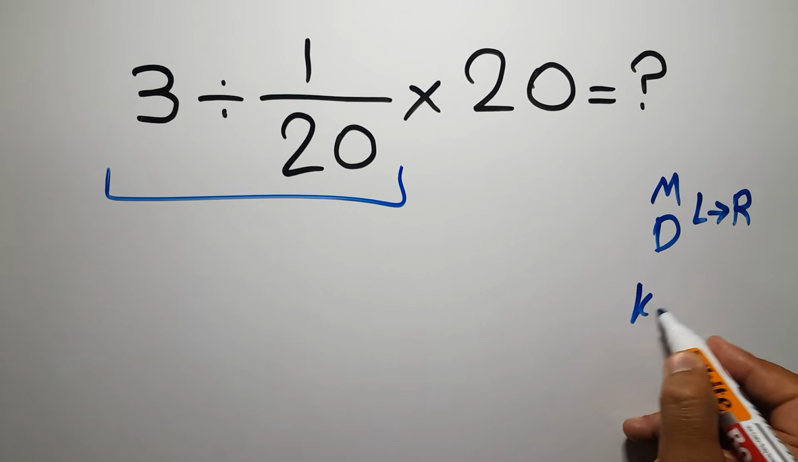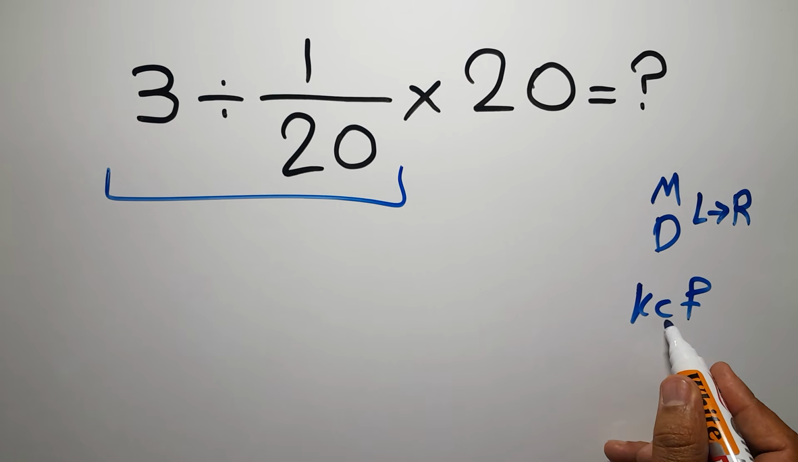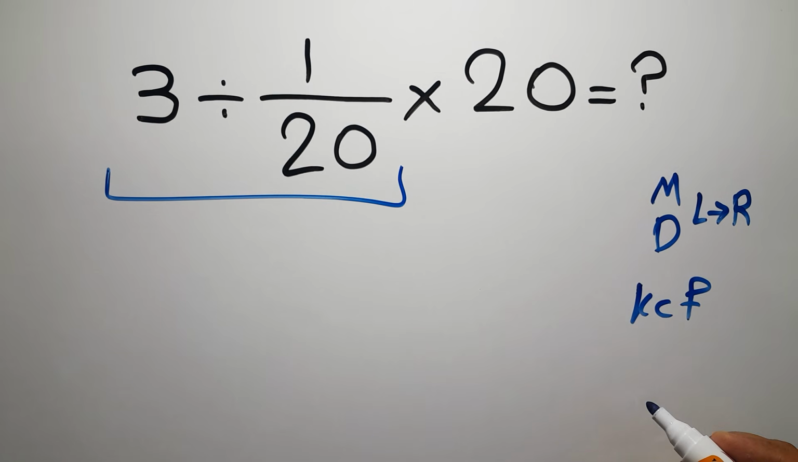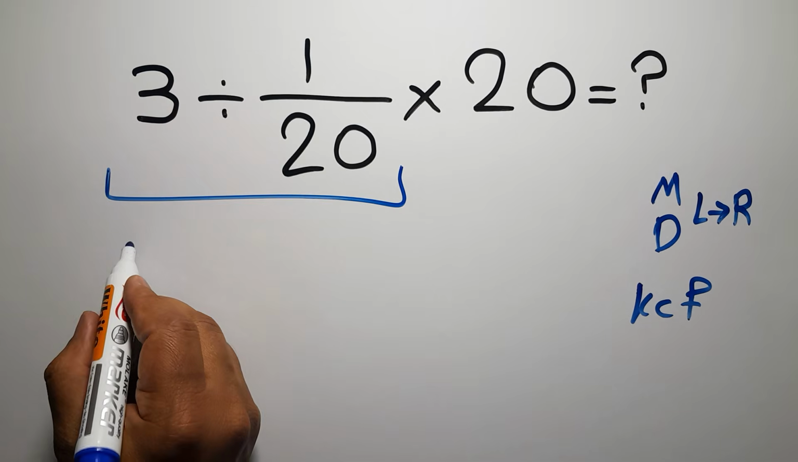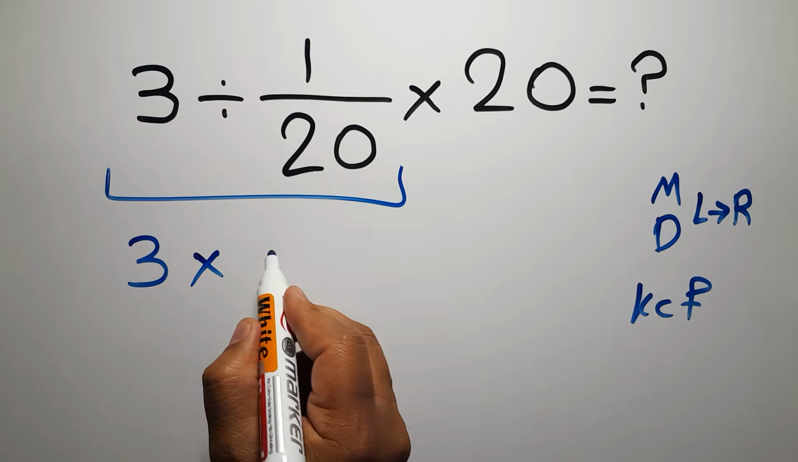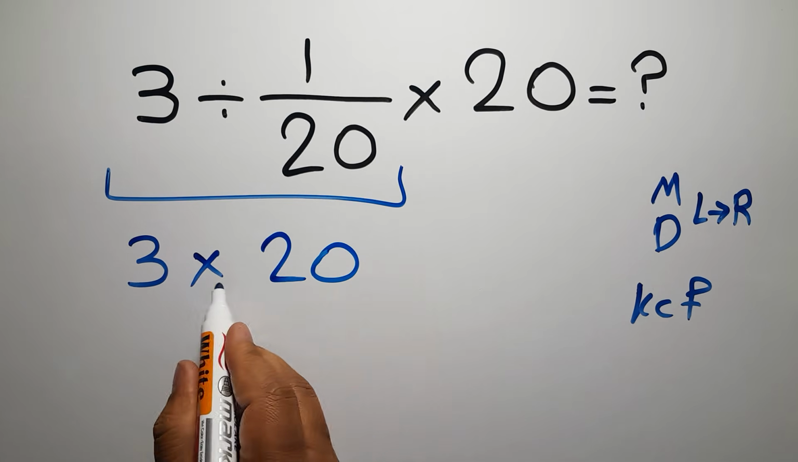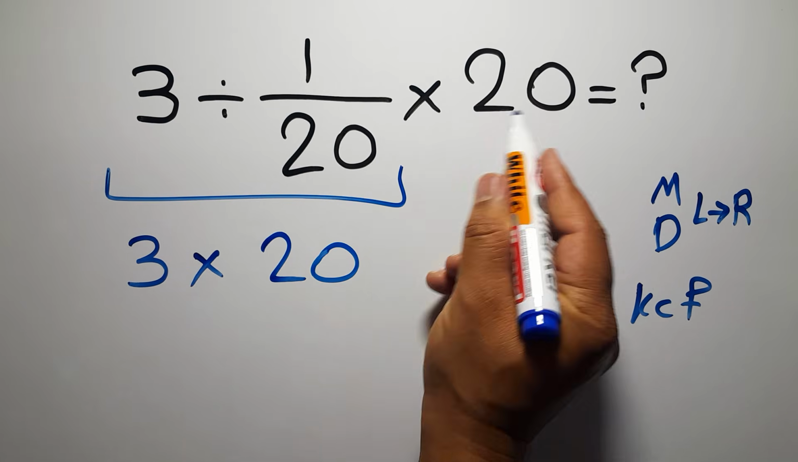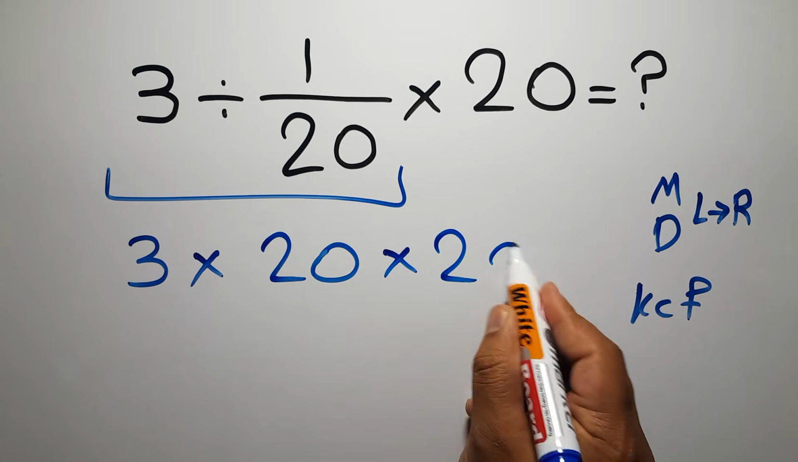According to the KCF rule, K stands for keep, C stands for change, and F stands for flip. We can write keep the first fraction, change division to multiplication, and flip the second fraction. So we have 3 times 20, and here times 20.